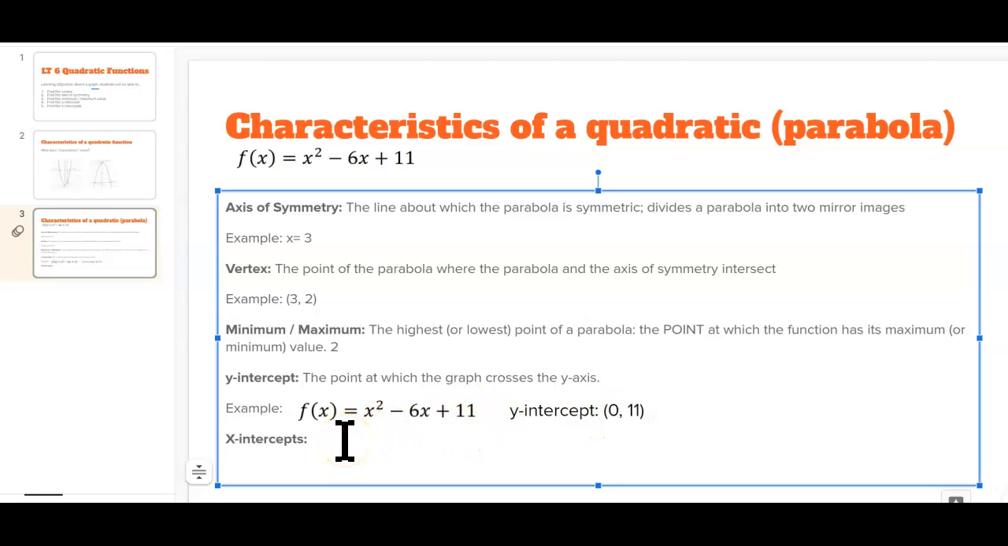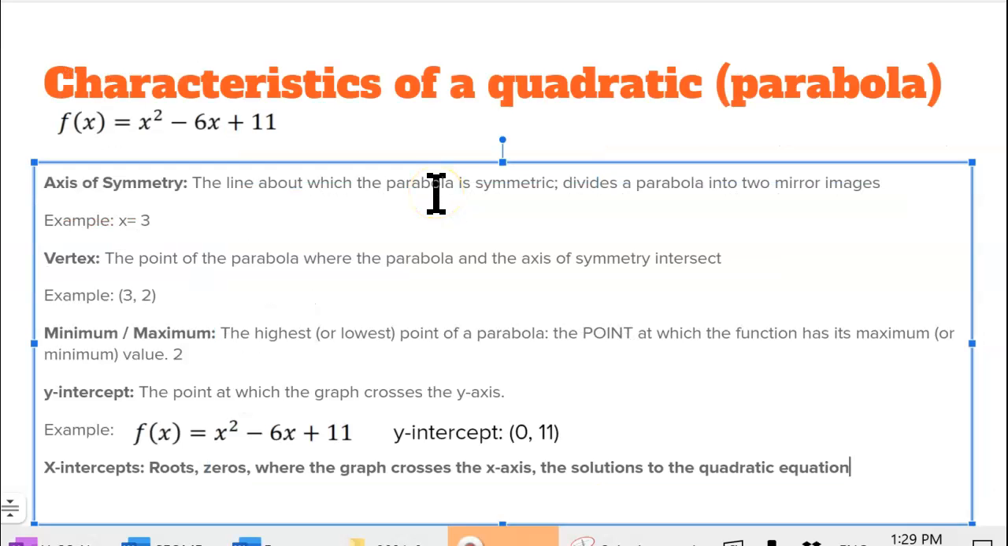X-intercepts. That was the whole idea of solving a quadratic. How do you solve a quadratic? There are 4 methods. What are they? And once you solve them, what do you find? You're finding the roots, the zeros, where the graph crosses the x-axis, and you're finding the solutions to the quadratic equation.